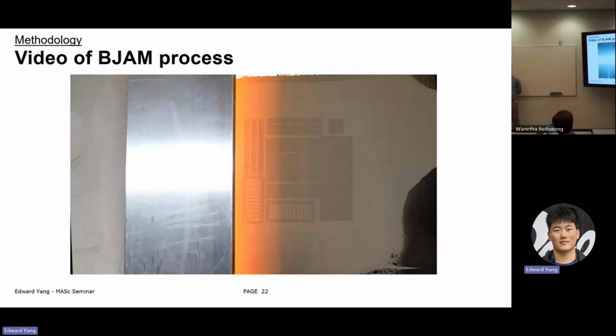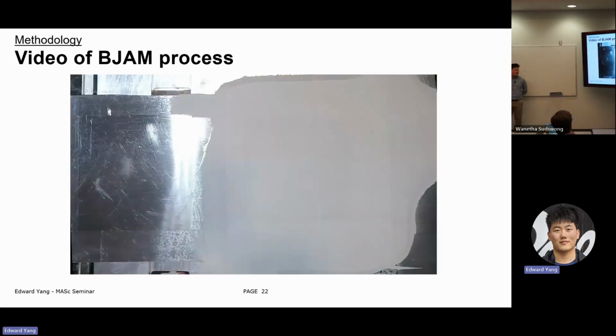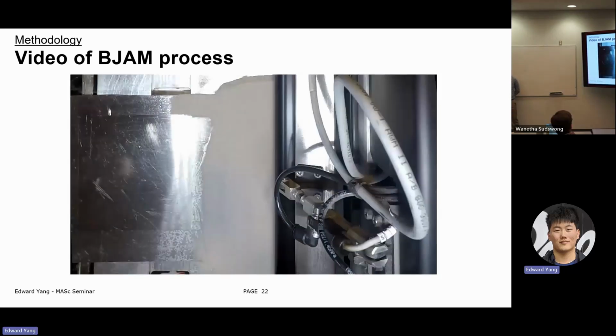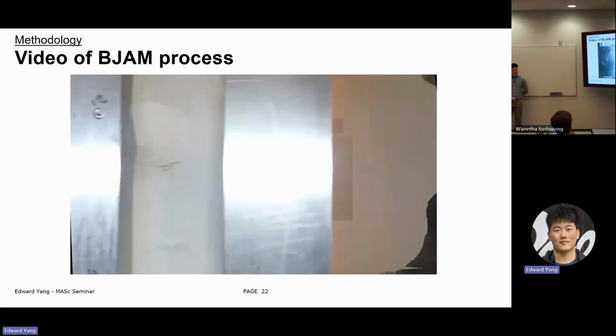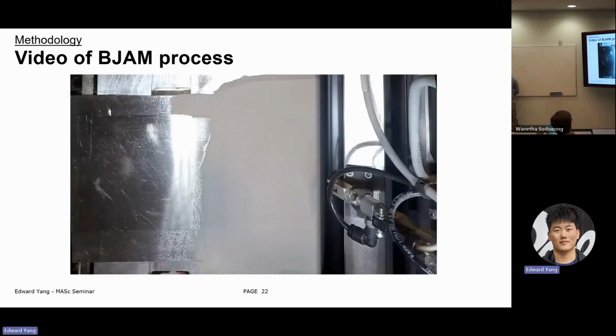So this is a video of what that looks like in fast motion. This is a time lapse of some of the parts being printed. You can see each layer, the powder goes down, the binder is deposited by the printhead, and this happens over and over until the part is completed.